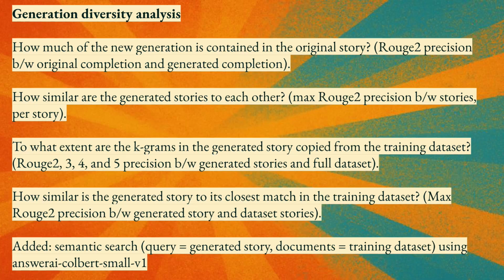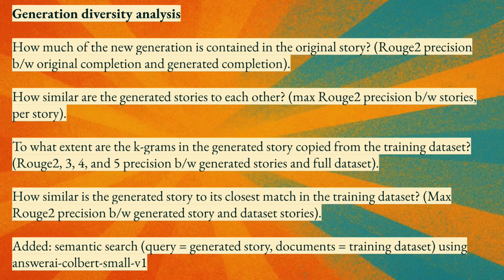I will be doing generation diversity analysis, and this was one of the more novel things I've come across. I guess all of that paper is really interesting. They ask different questions about generation diversity. The first question is, how much of the new generation is contained in the original story? They use a Rouge 2 precision between the original completion and the generated completion. Basically, how many bigrams in the original completion are in the generated completion?